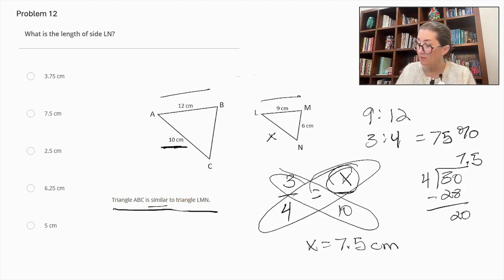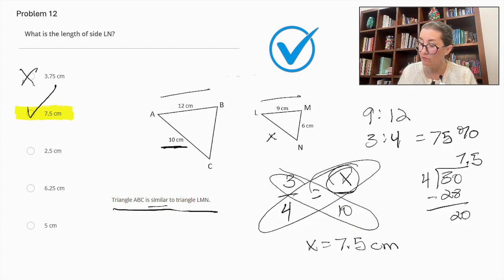centimeters. All right, is that up here? Not there. Up, there it is. 7.5 centimeters. Not the rest. It's not 50% or 62.5% or 25%. It's 75%. And so that is the correct answer.